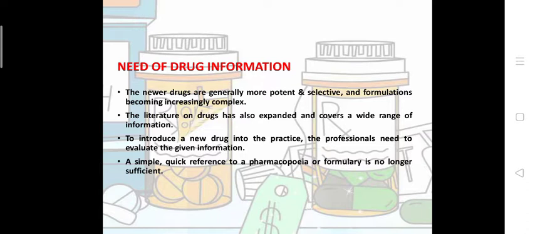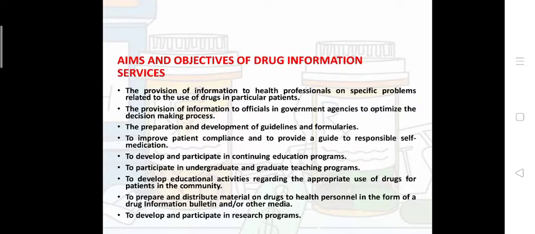So these are all the aspects where you need drug information, just to understand or to achieve a good therapeutic outcome in the patient. Next, what are the aim and objective of the drug information service? What are the centers which are providing the drug information services? What is their aim and objective?